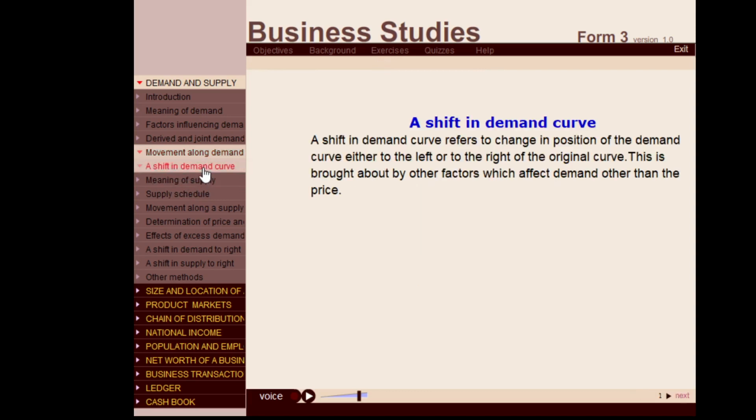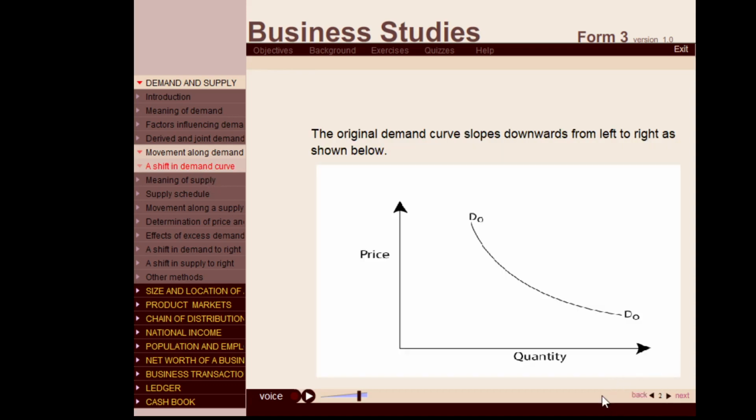A shift in the demand curve refers to change in position of the demand curve either to the left or to the right of the original curve. This is brought about by other factors which affect demand other than the price. The original demand curve slopes downwards from left to right as shown below.